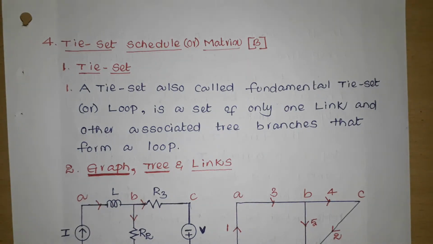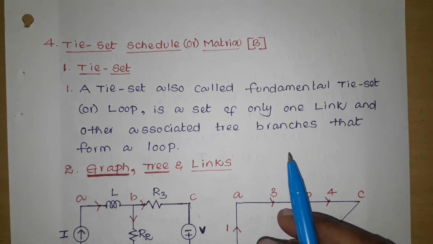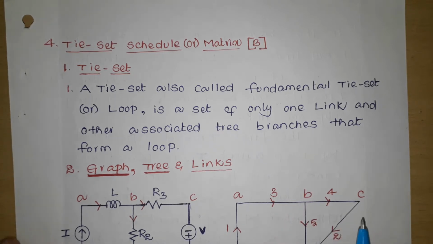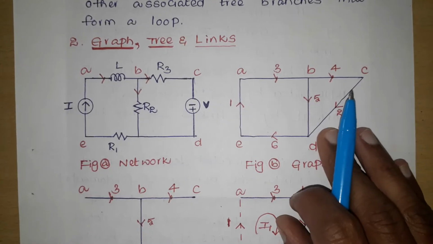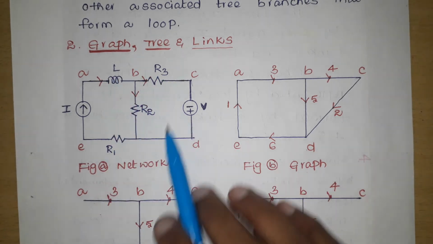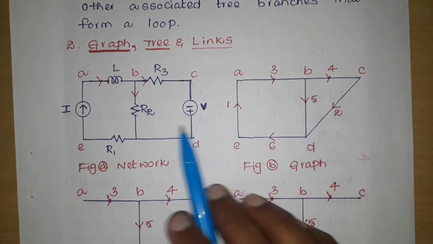So the tie set schedule, otherwise the tie set matrix, which is denoted with capital B. Here, to realize this tie set matrix, I am taking an example. This is a simple network, and this is the oriented graph for this network.